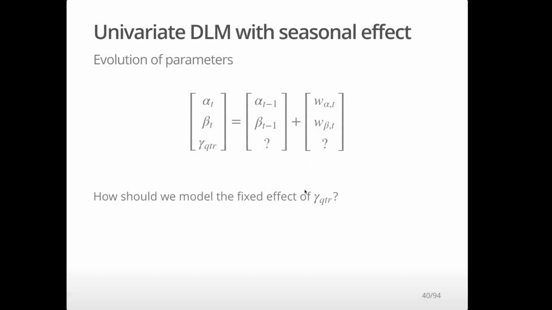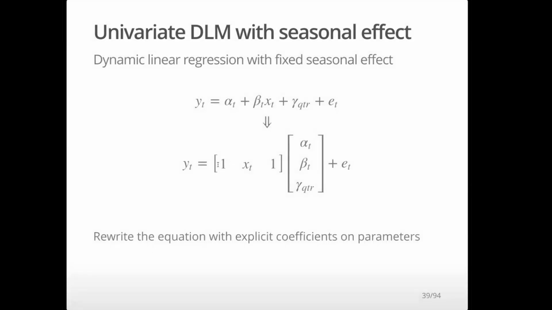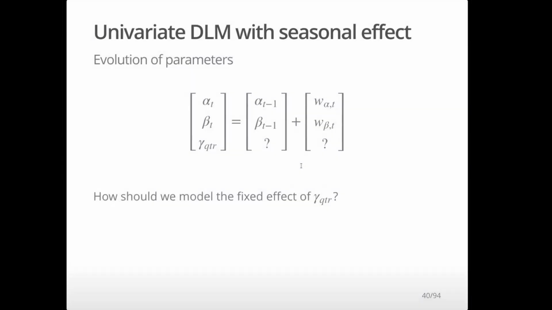Okay, now we get to our evolution equation. This is fine for an observation, but now we need to deal with the evolution of these parameters. We've seen that we can set up the intercept as a random walk. We can set up the slope as a random walk. But now we have to figure out what we're going to do with this quarter term, because we don't really want the quarter to be a function of last quarter. We want those to just be fixed things.